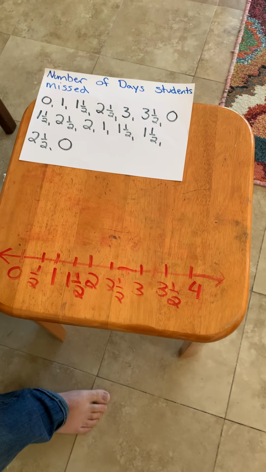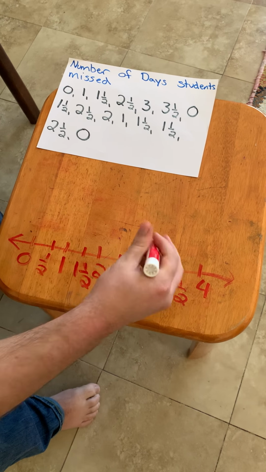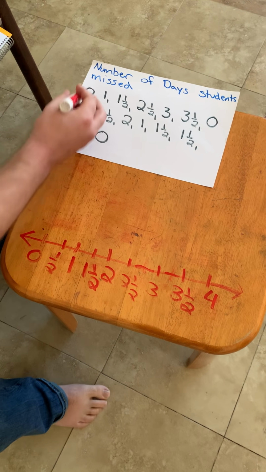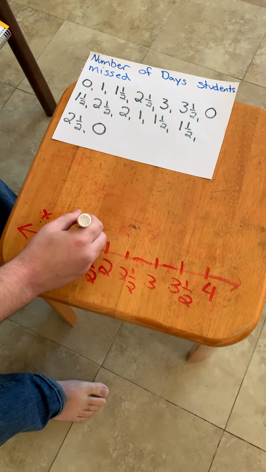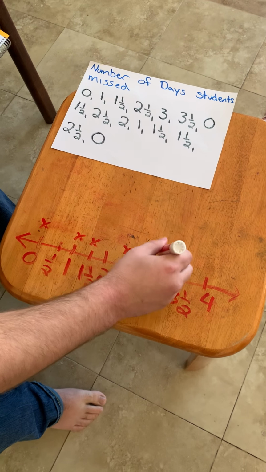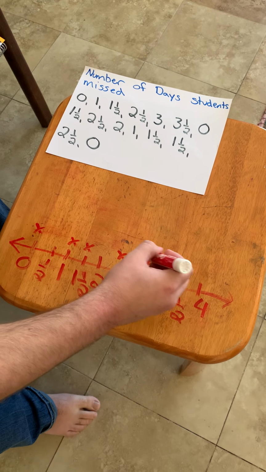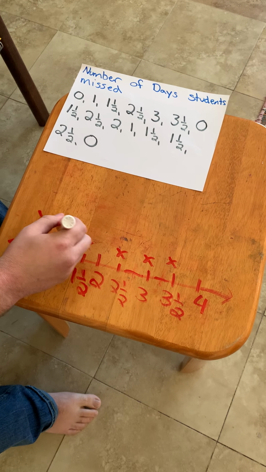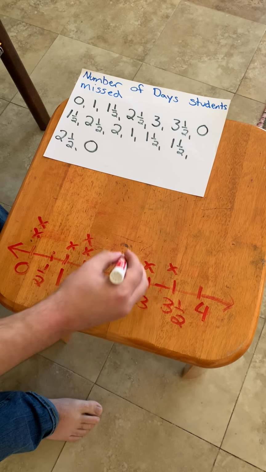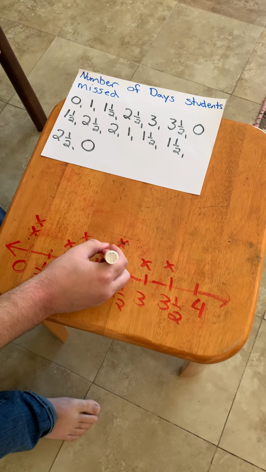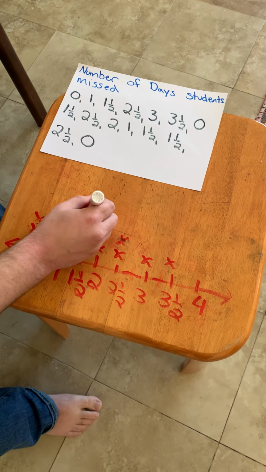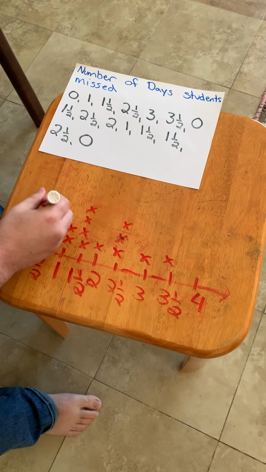But besides adding halves, we're doing the same exact thing on this line plot. We're just going to put an X for each of these numbers. So we have 0 to start, 1, 1.5, 2.5, 3, 3.5, 0, 1.5. I almost put it on a half, so be careful with that 2.5 when you're doing this. 2, 1, 1.5, 1.5, 2.5, and 0.